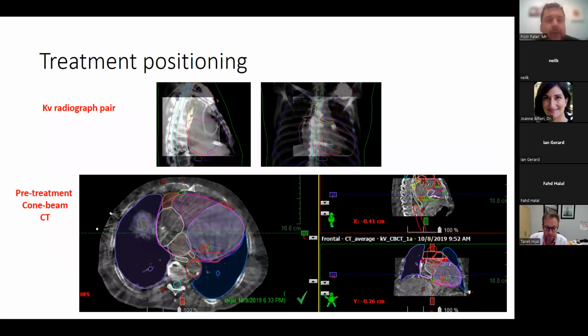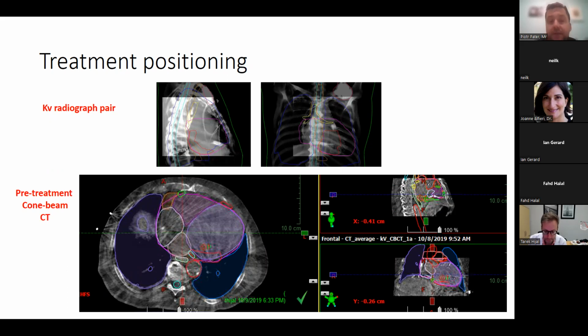Oh, sorry, there was another slide. Actually, this is also a quite important one. The only thing that we didn't talk about is how do we actually make sure that we deliver the dose at the right spot? And this is done with imaging at time of the treatment.